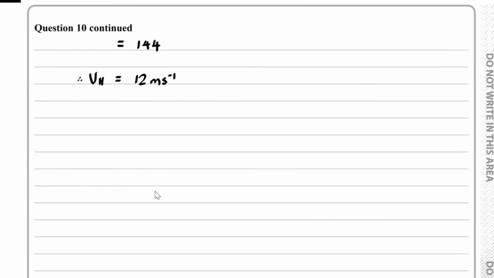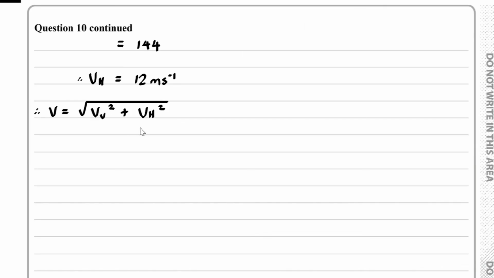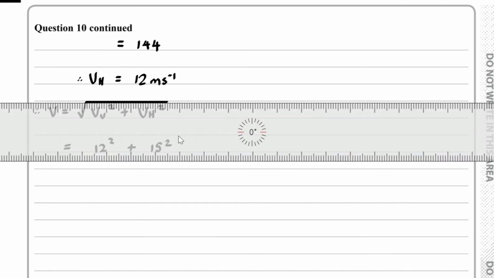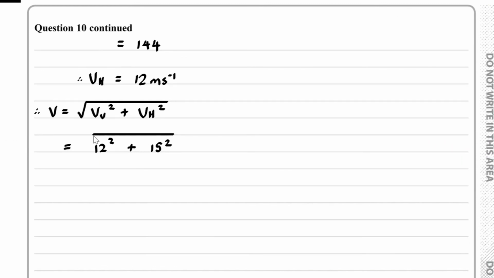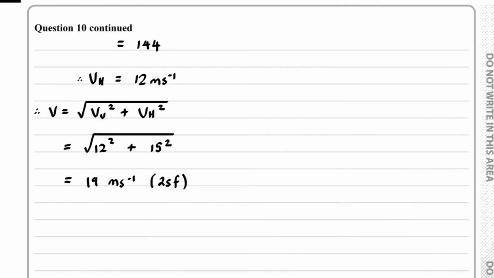And so therefore, I can find out the value of v. That's equal to the square root of v vertical squared plus v horizontal squared. So I've got 12 squared plus 15 squared, and then this is square rooted. It turns out, if I work this out, I get 19 point, well, I'll just say 19 meters per second given to two significant figures. And that's what I wanted to find out.